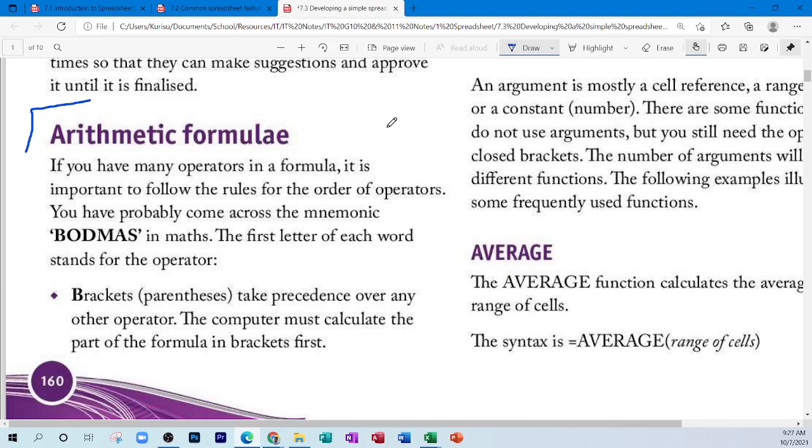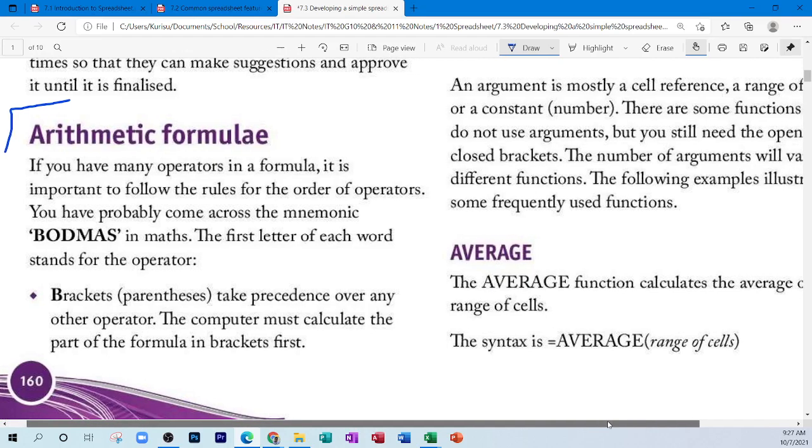Arithmetic formulae. If you have many operators in a formula, it is important to follow the rules for the order of operators. You probably have come across a mnemonic BODMAS in maths. The first letter of each word stands for the operator. B for brackets or parentheses, take precedence over any other operator. The computer must calculate the part of the formula in brackets first.